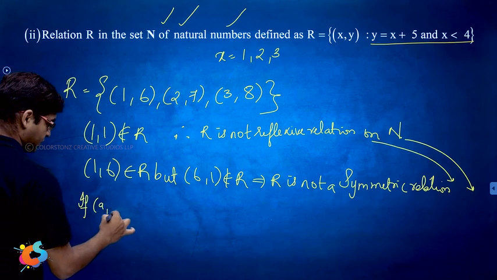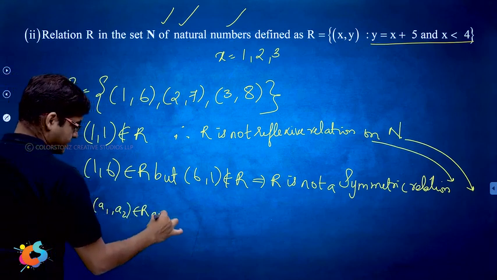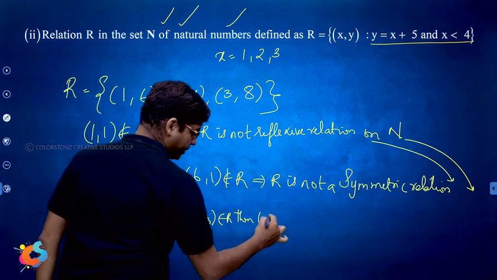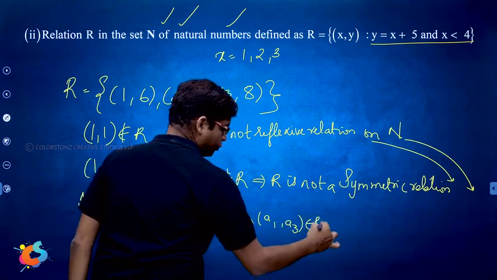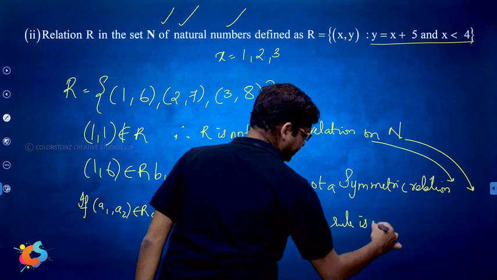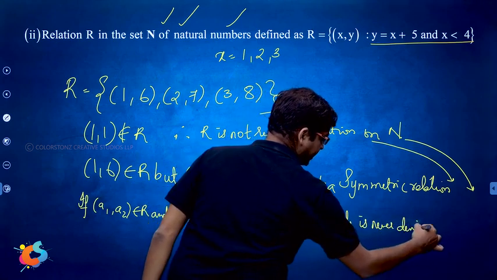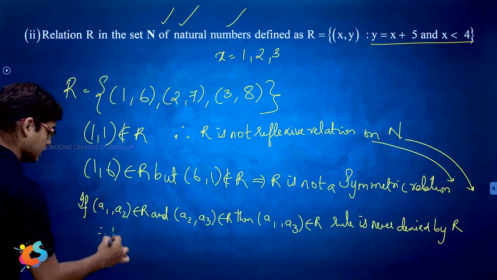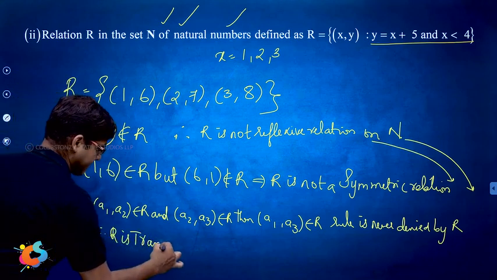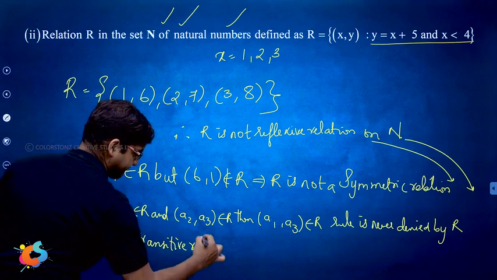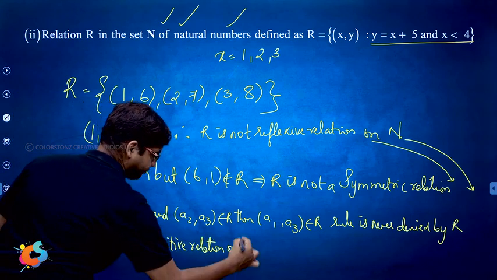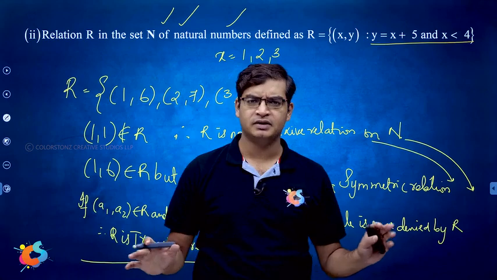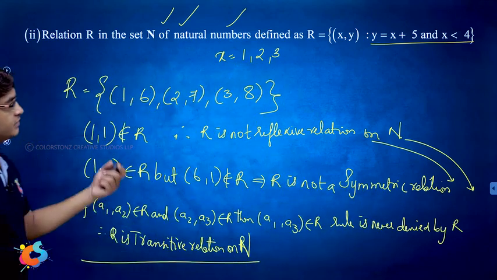If a1 comma a2 belongs to R and a2 comma a3 belongs to R, then a1 comma a3 belongs to R, the rule is never denied by relation R. Therefore, R is transitive relation on set of natural numbers. Simple, right? Okay. So this question is also completed.